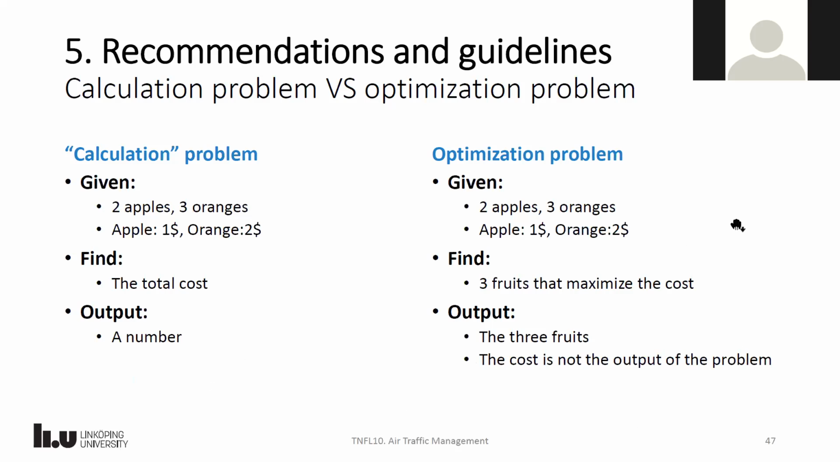What we're trying to do is to define an optimization problem. With this simple example that we are not going to use, of course, we have given this. One possible optimization problem could be to find the 3 fruits that maximize the cost, and the output could be the 3 fruits that maximize the cost. The cost is not the output of the problem. Don't fall into these kinds of problems. I'm sure you will be able to differentiate an optimization problem from one that is not, but just in case.